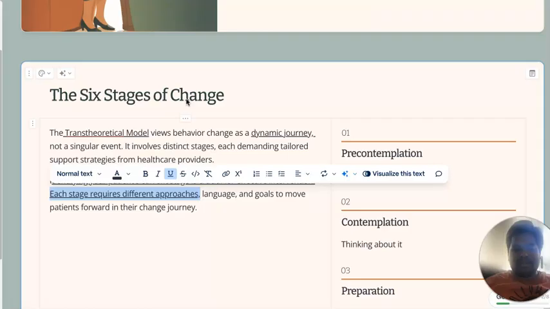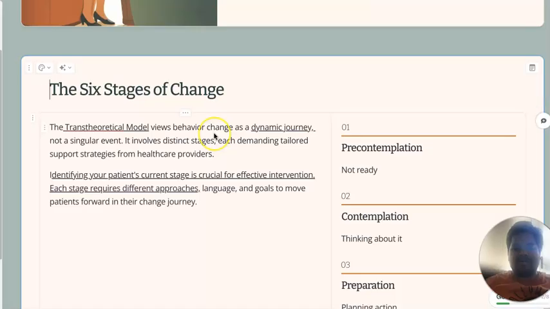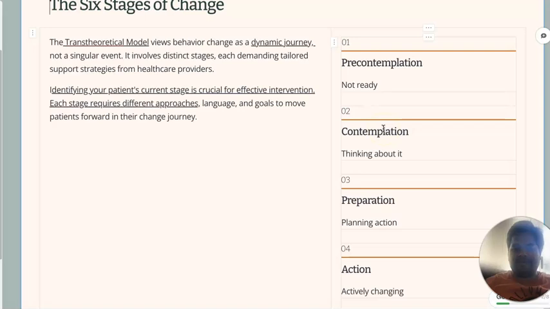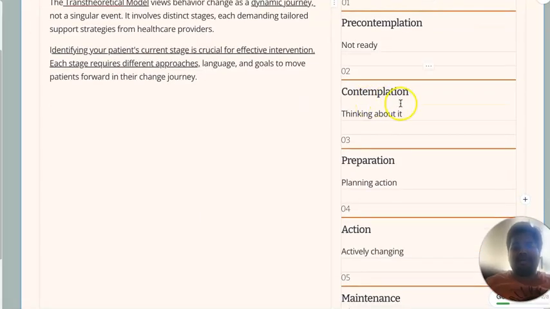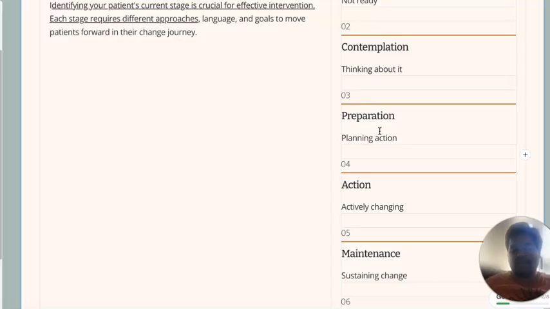Here basically we call it the Transtheoretical Model. We have to know that there are 6 stages. They are either pre-contemplation, in which the patient is not ready for changing the behavior, let's say smoking. He's not ready about quitting smoking. Next is contemplation, in which the patient is thinking about it, and in the next phase it's preparation, where the patient is planning to quit smoking.